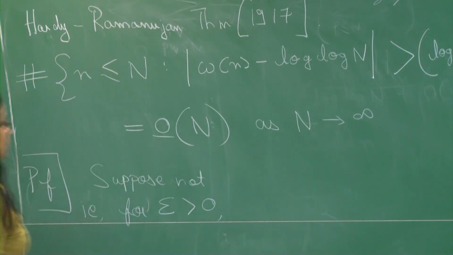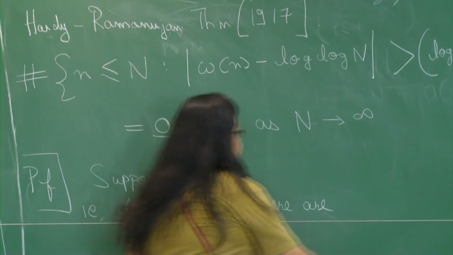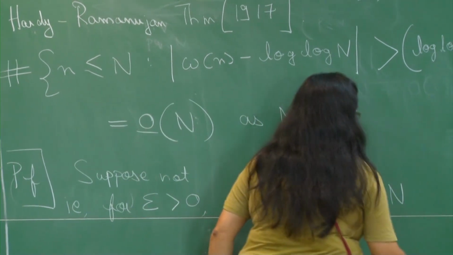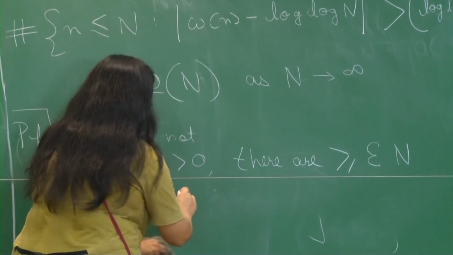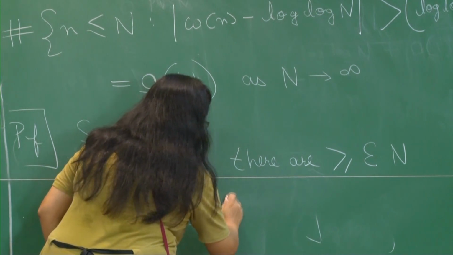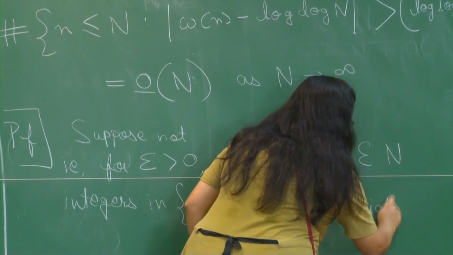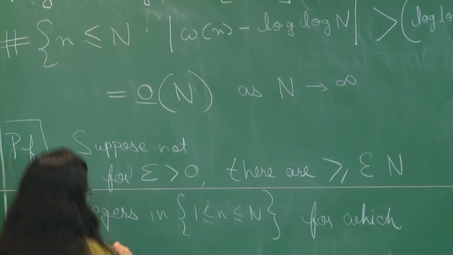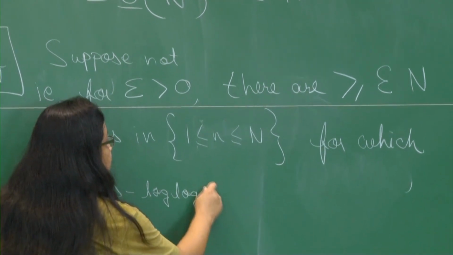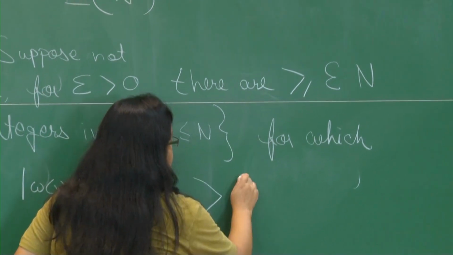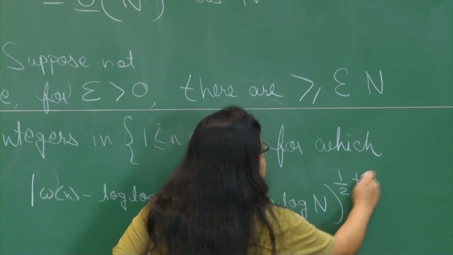So, for some epsilon positive, there are at least epsilon times N integers in the range for which the above inequality holds. So, for which the absolute value of omega of n minus log log N is greater than log log N raised to the half plus delta.